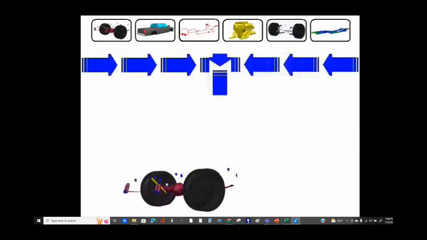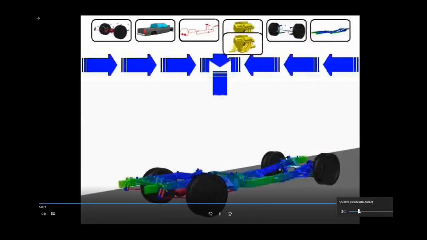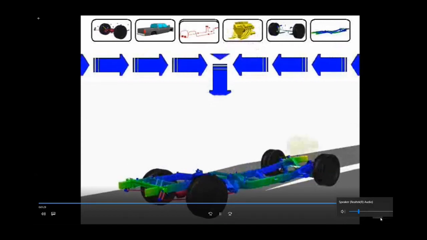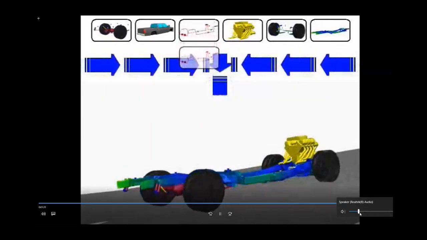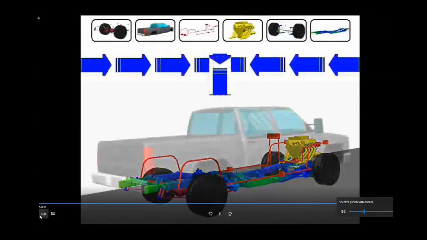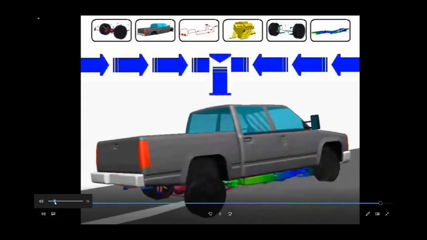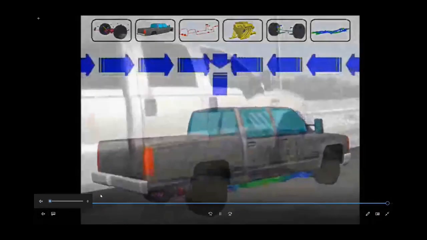Hey, Lay, the music's kind of drowning out your voice a little bit. Okay, sorry. Can you hear me now? That didn't change the audio on this side. There. Can you hear me now?